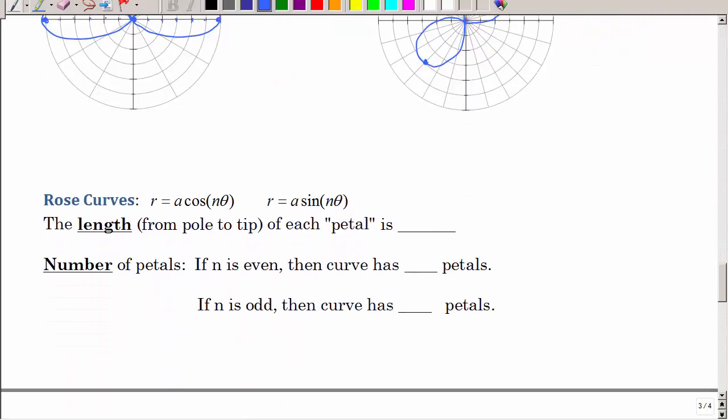Now we have rose curves. So think about a lemniscate but with a bunch of petals, okay, or a bunch of loops. So the length from pole to tip of each petal is the number A. The number of petals or loops, if n is even, then the curve has 2n petals, and if n is odd, then it has n petals. Again, something you're going to need to memorize.